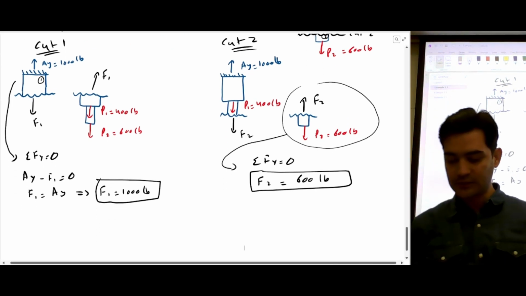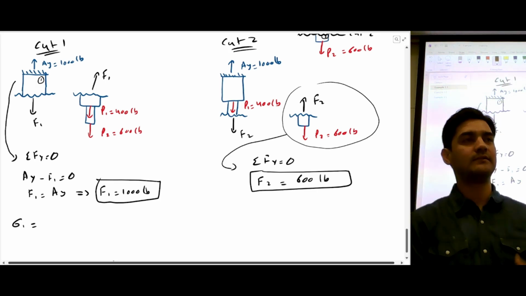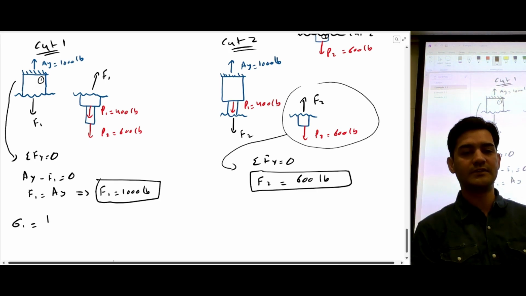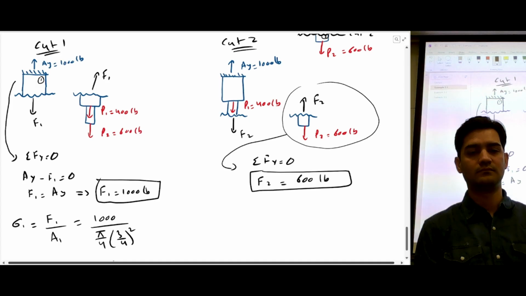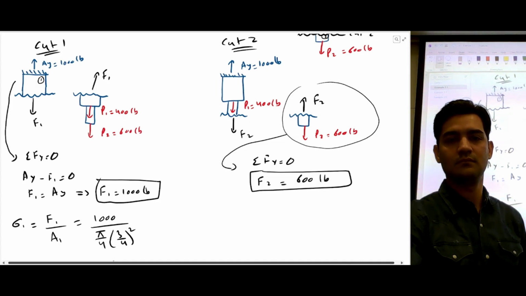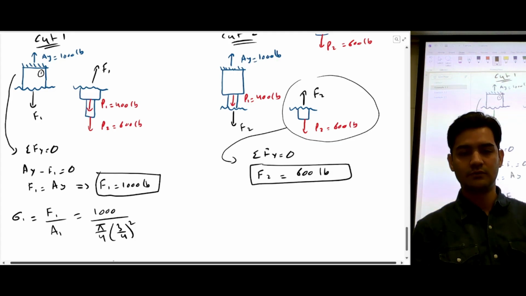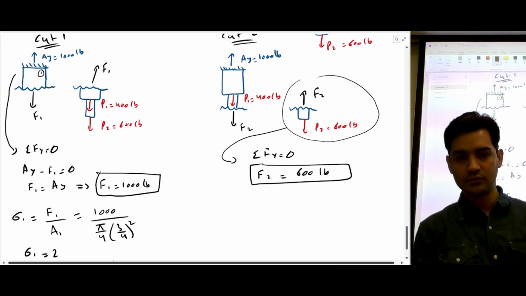So the question was to calculate the stresses, right? So we can calculate stress in the cylinder 1, which is F1 by A1. Force is 1000. Area is pi by 4 d square, which is 3 by 4 inches whole square. So stress 1 is equal to 2263 psi.